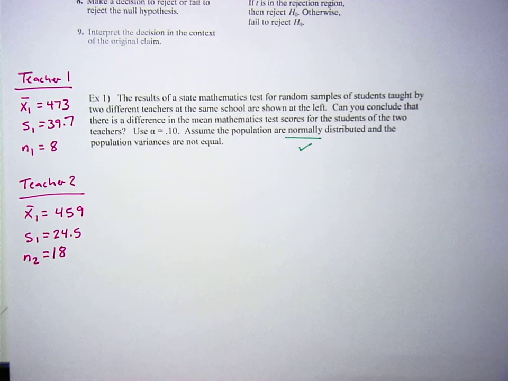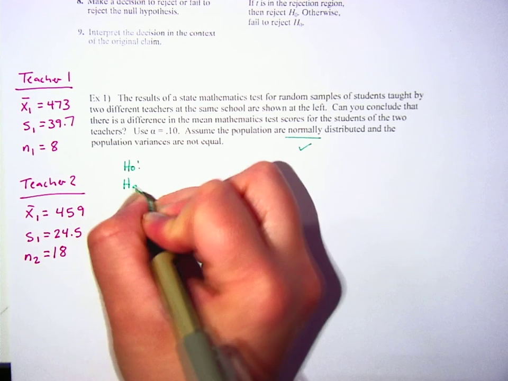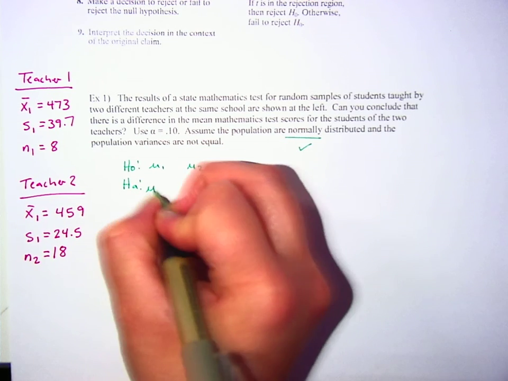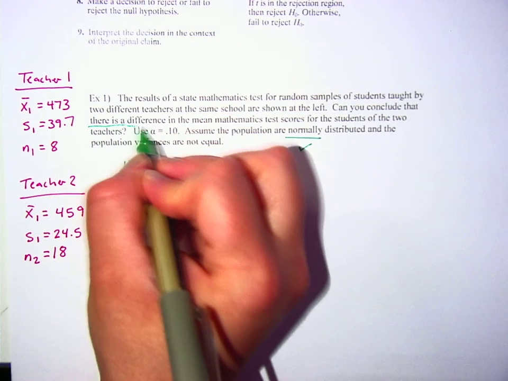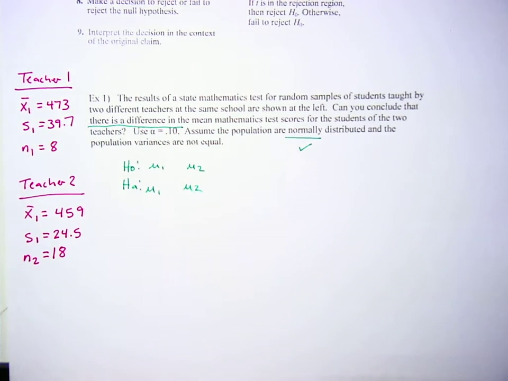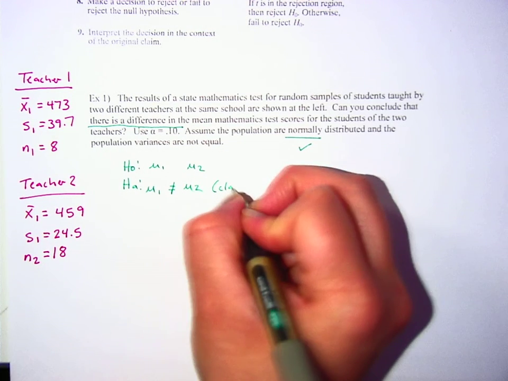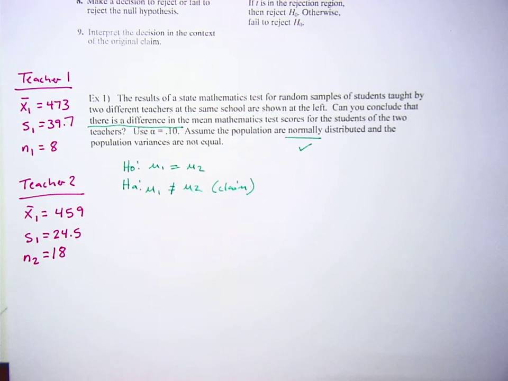Step 2 says we have to do the null and alternative like usual. Alright, so they're talking about teacher 1 and teacher 2, and their claim is that there's a difference, which means that their claim is that these are not equal to. These teachers are not the same, not performing at the same level.